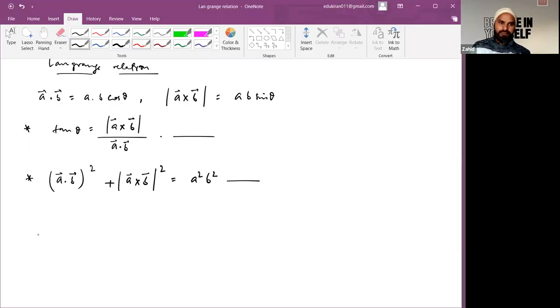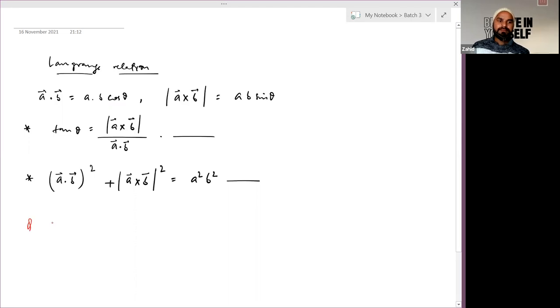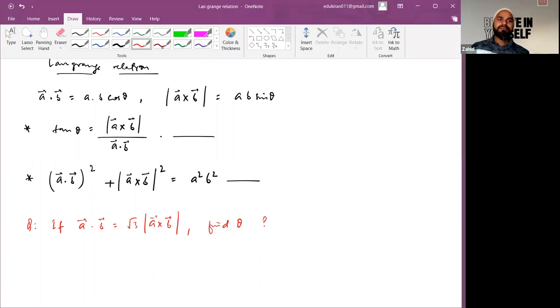Now I'm giving you one problem related to this. If A dot B equals root 3 times mod of A cross B, using this, try to find theta. Using the first relation, try to find theta between the two vectors.